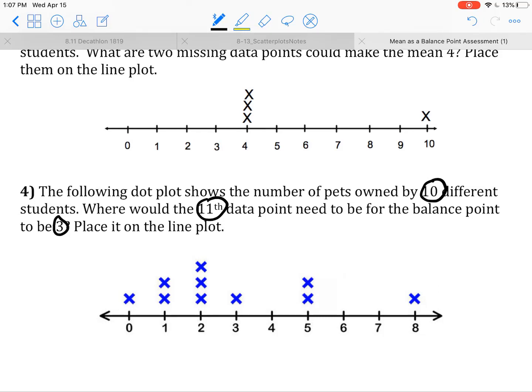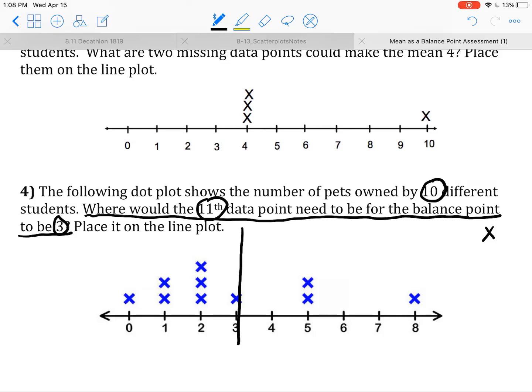And we need to add 1 x somewhere on this plot to have 11 total. And we want the balance point to be 3. So this problem is not asking me what is the balance point. It's asking me where that data point would be to make the balance point 3. So I'm going to start by placing a line at 3.